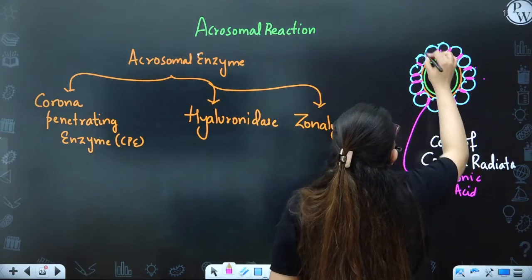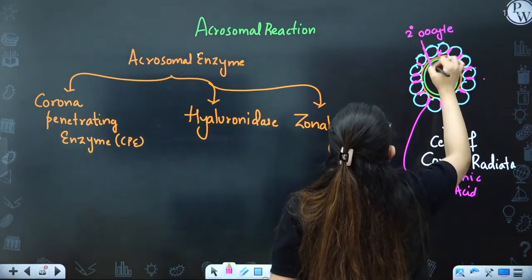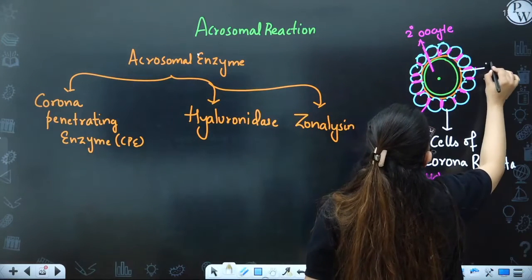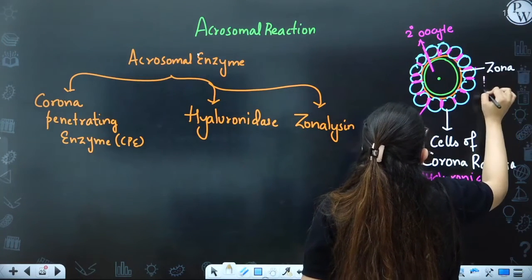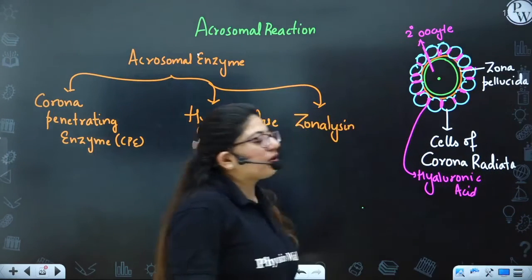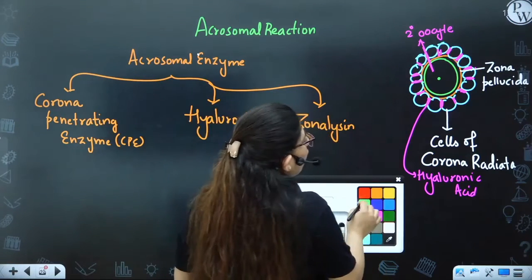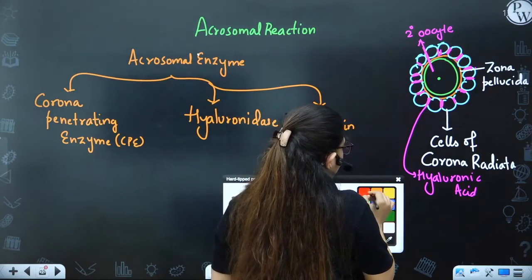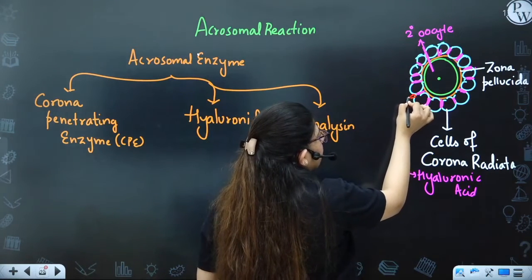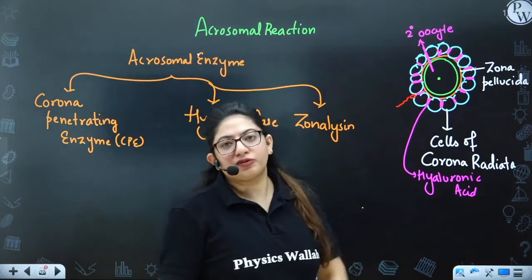And I've told you, that's the secondary oocyte, and this one is the zona pellucida. Now the sperm is a very little structure in front of the ova or oocyte. It has to enter the cytoplasm of the oocyte, right?